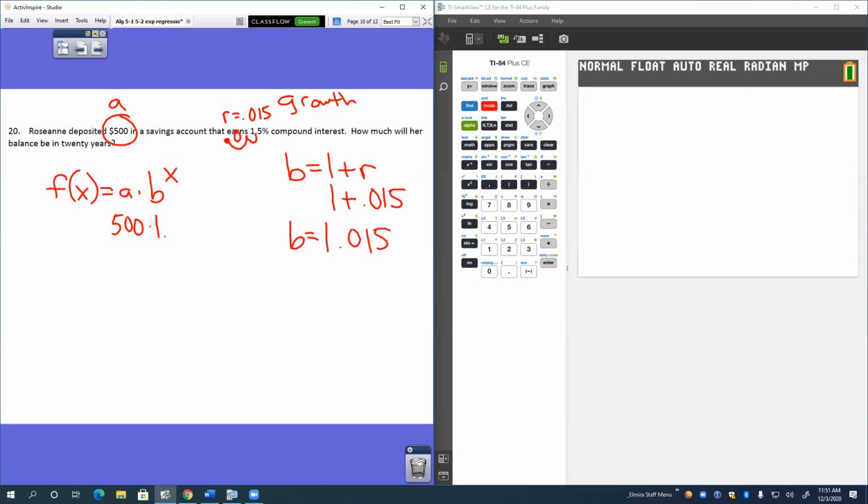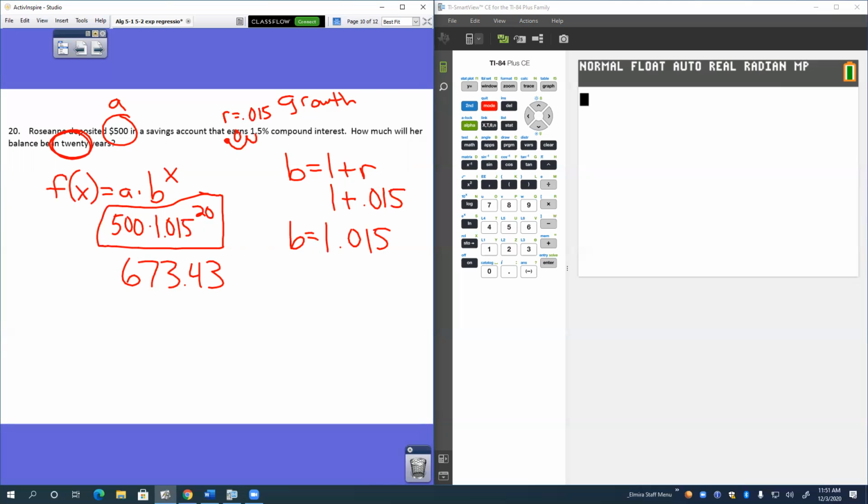So times 1.015, we want to know after 20 years, so to the 20th power. You would just take this and type it right into the calculator. When you do that, because we're dealing with money, we're going to round to the nearest penny. And you should have gotten $673.43.